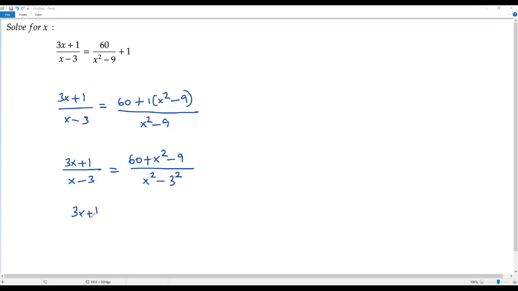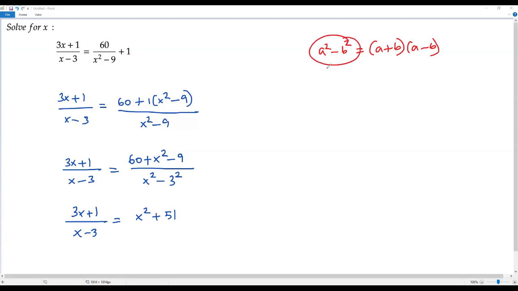Okay, (3x + 1) over (x - 3) equals. Here we can combine the like terms. That is, we can combine this 60 and minus 9. So let me write this x squared as it is. When I combine this positive 60 and minus 9, I'm getting a positive 51. And the expression we have in the denominator, that is x squared minus 3 squared, can be factored using the algebraic identity. That is a squared minus b squared equals (a + b) times (a - b). This is the difference of two squares.